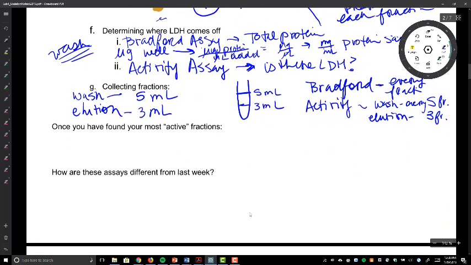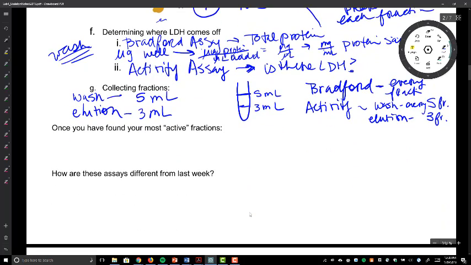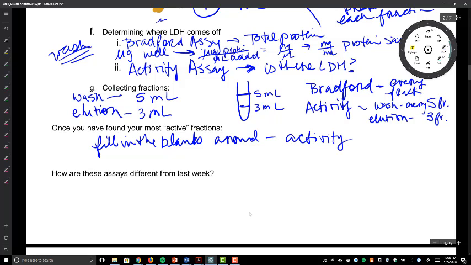And so once you have found your active fractions, then you're going to fill in the blanks around those fractions. So you're going to go back and repeat activity assays on the fractions on either side of your most active fractions, and then you're going to pool the 3 most active fractions.